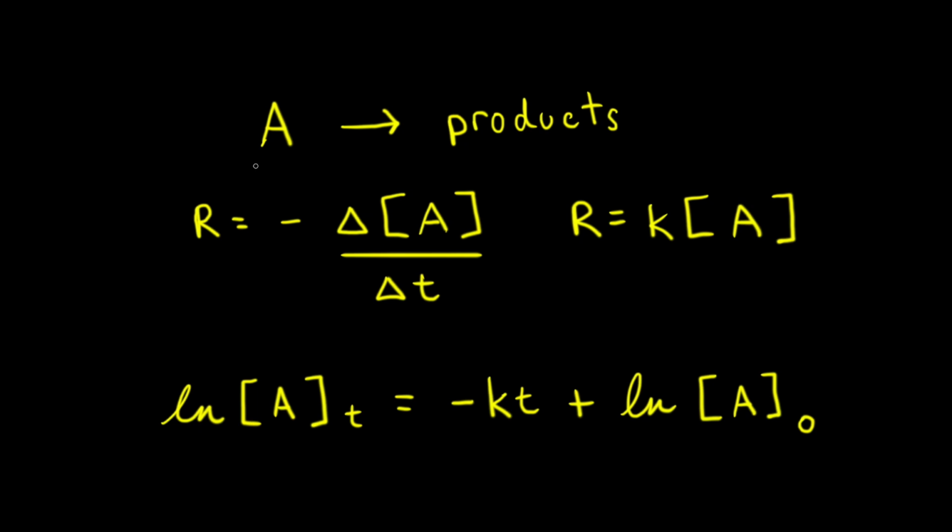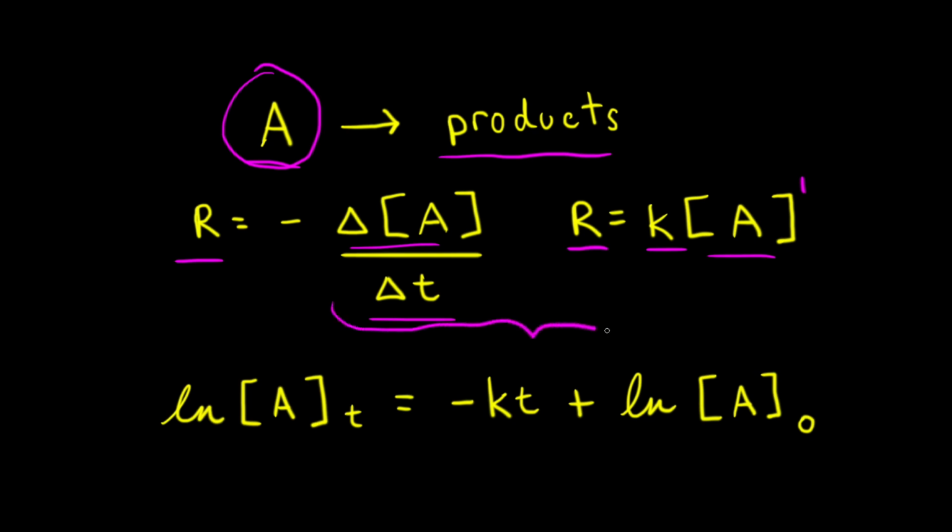Let's say we have a hypothetical reaction where reactant A turns into products, and that the reaction is first order with respect to A. If the reaction is first order with respect to reactant A, for the rate law, we can write the rate of the reaction is equal to the rate constant k times the concentration of A to the first power. We can also write that the rate of the reaction is equal to the negative of the change in the concentration of A over the change in time.